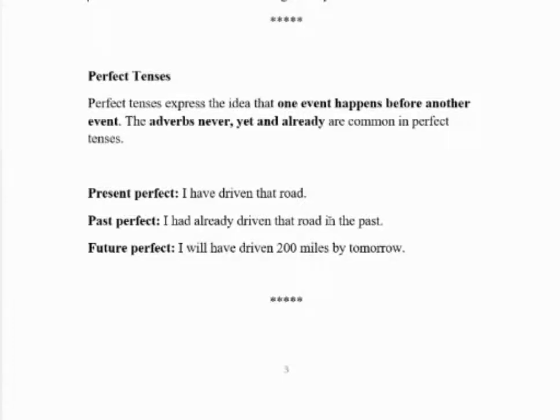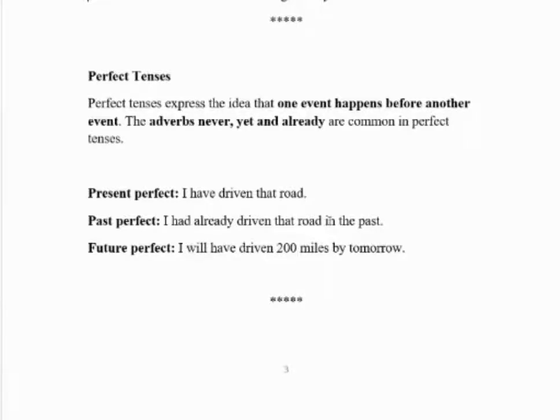The present perfect: I have driven that road. So we have the rule: the subject, and have or has. If I have the subject I, we, or they, I use have. But if I have she, it, or he, I will use has. So I have driven that road, or she has driven that road, or he has driven that road.